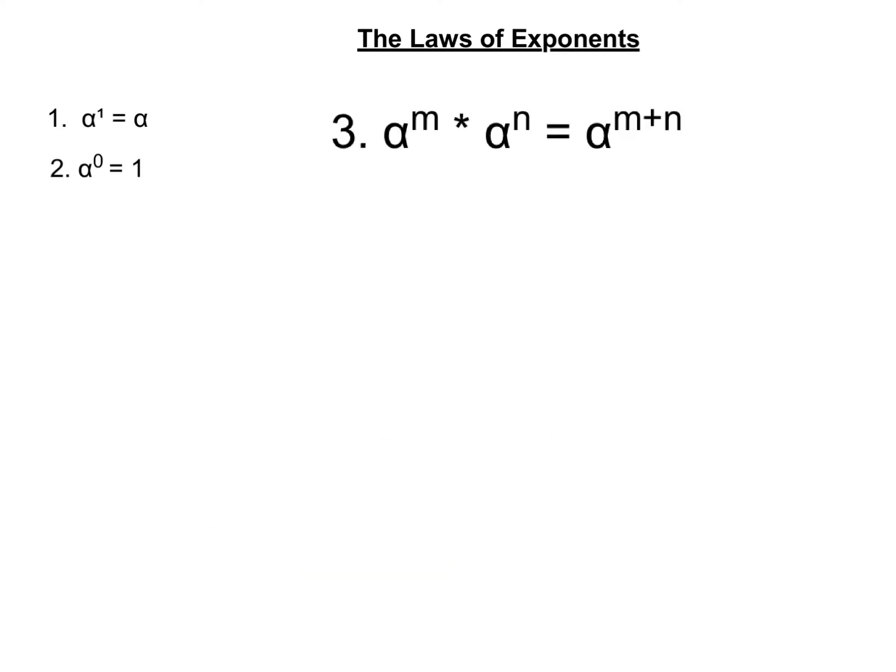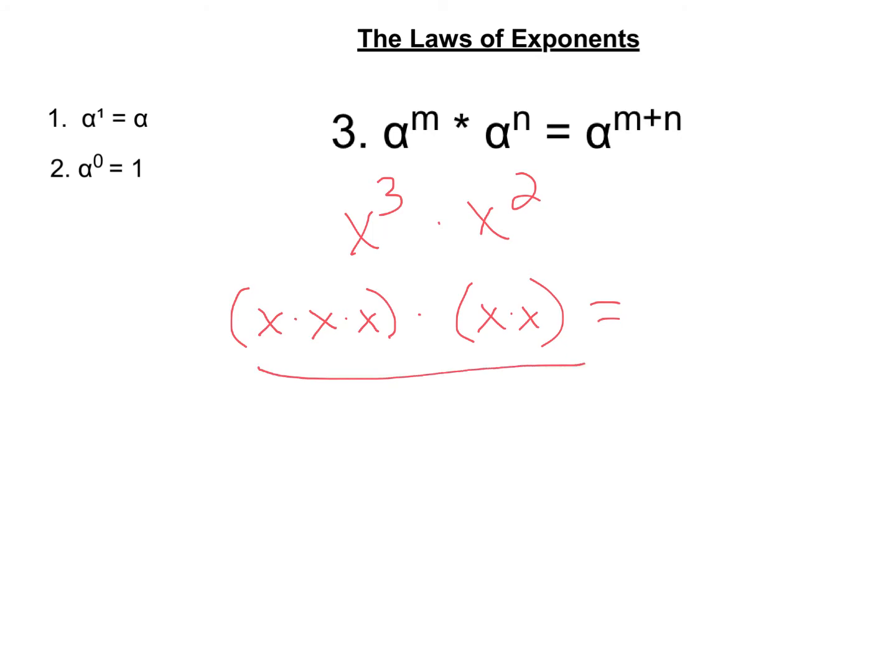Alright, the next rule. If I take common base a to the mth times common base a to the nth, I add the exponents. So if I take x cubed and I multiply that by x squared, let me break this down further. x cubed means I have 3 x's being multiplied together, and x squared means I have 2 x's together. So if I put this all together, I have 5 x's, or x to the 5th. Or using our rule, x to the 3 plus 2 power is x to the 5th.